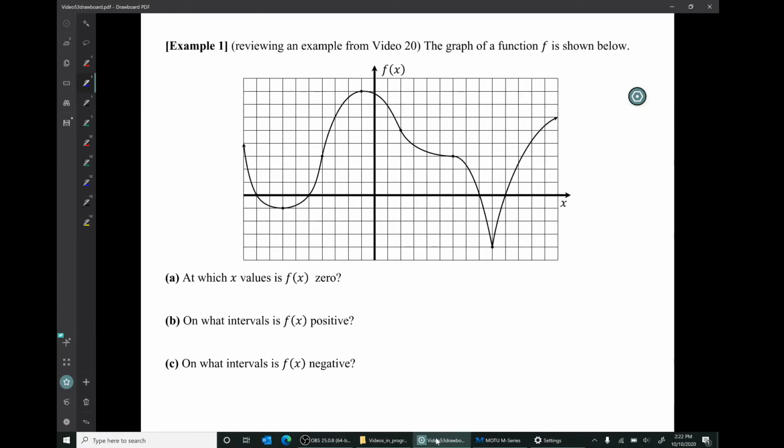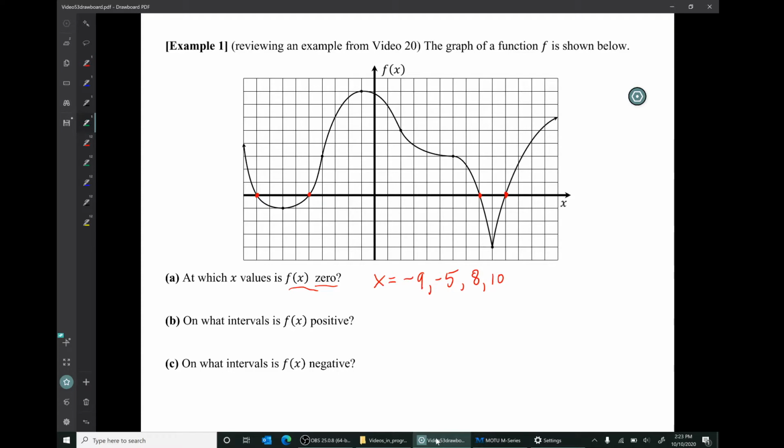We had this example from video 20, and it's worth reviewing because it'll be a contrast to what we do today with the exact same graph. So we had this question: at what x values is f of x 0? Well, if f of x is 0, that means the y value equals 0. So we're talking about points that are on the x-axis. So those are the points in question. The x values for those points are.